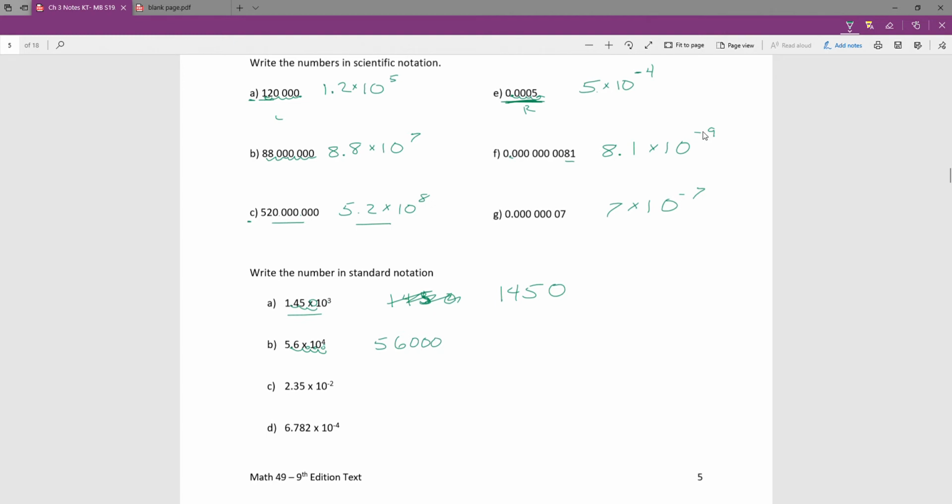The last two are tiny numbers, so write out the digits, and then we want to fill in the zeros. So we moved it 1, 2. So that's where the decimal place is going to go and fill in the 0. Last one.